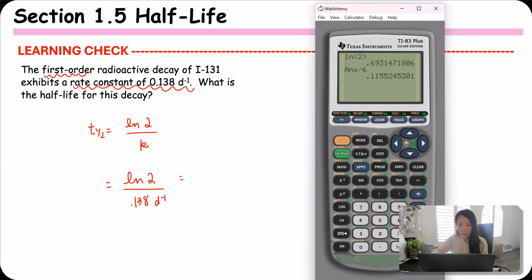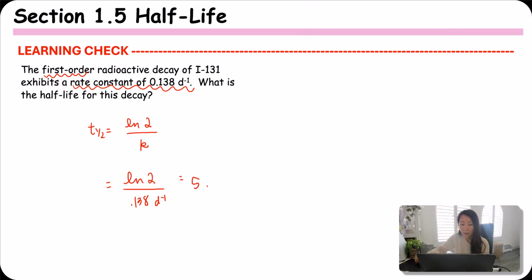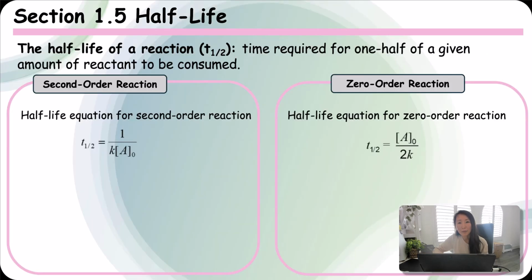I would have ln of 2 divided by 0.138. That gives me the time of 5.02 days. All right, so let's move on.